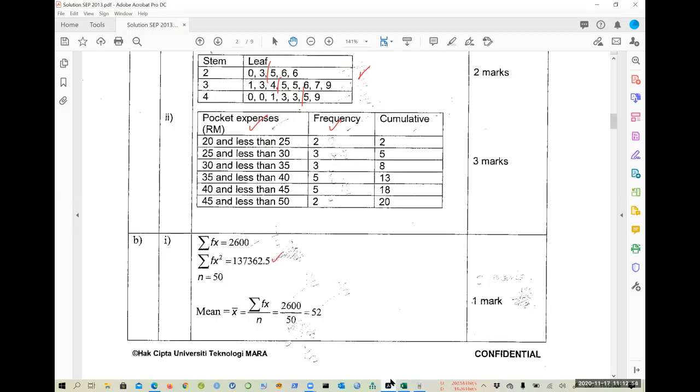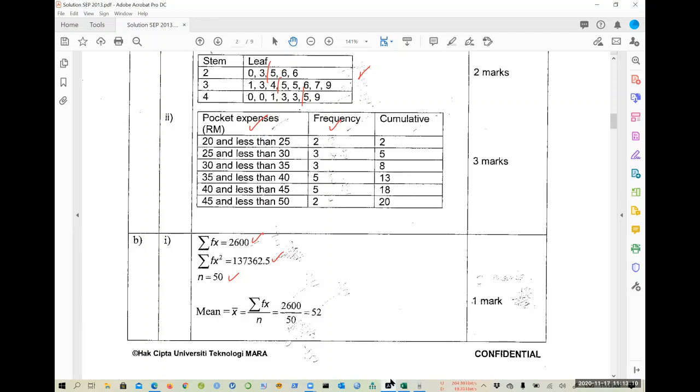137362.5. So this is correct, right? So both are correct, and then n is equal to 50. Okay, so the next part is to write down the formula. So remember to write down the formula. Don't just write the answer. You will not get the full mark.